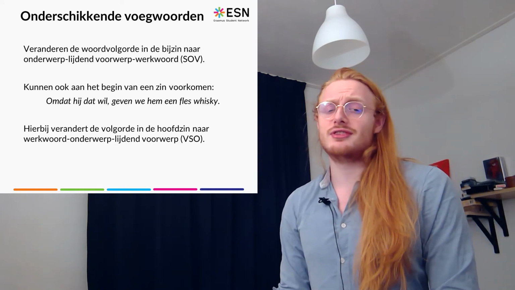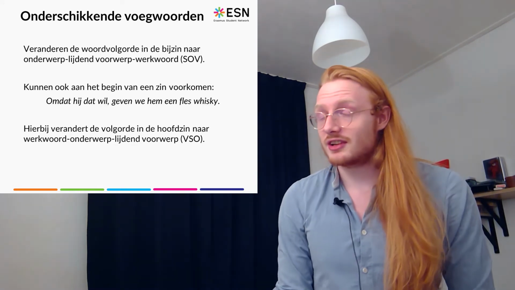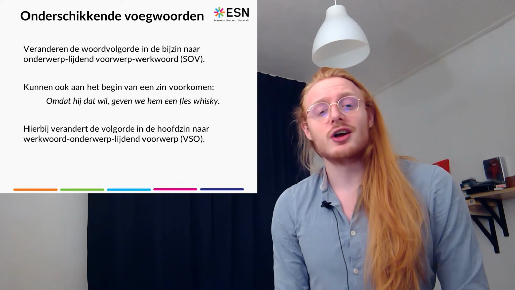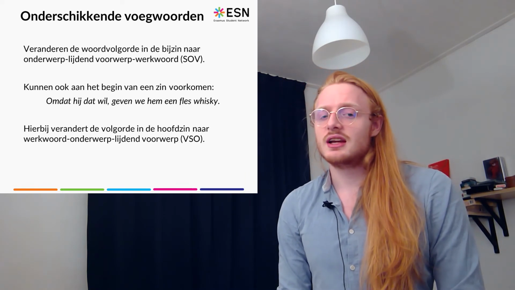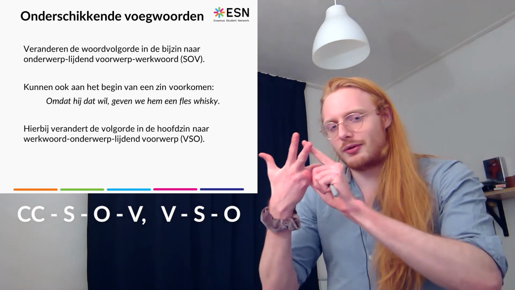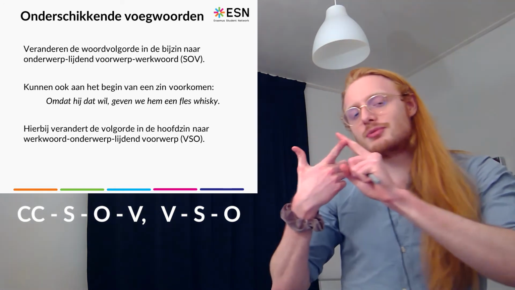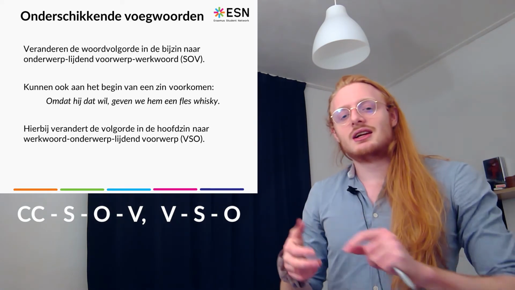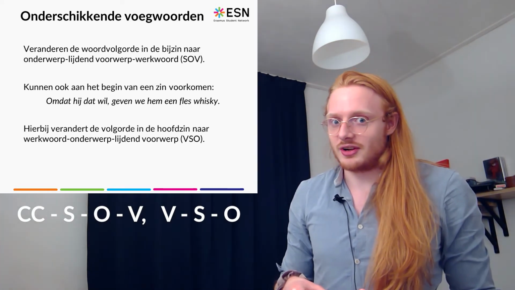Here the example is, omdat hij dat wil, geven we hem een fles whisky. I will translate this literally in English. Because he that wants, give we him a bottle of whiskey. So the order is subject, object, verb, verb, subject, object. Oof. Very strange, right?